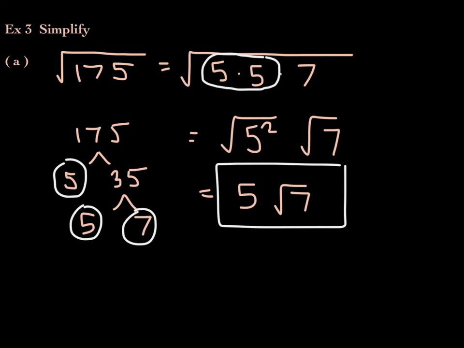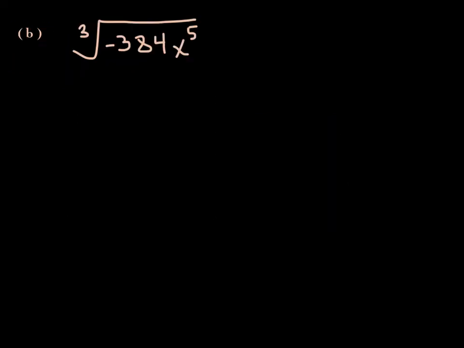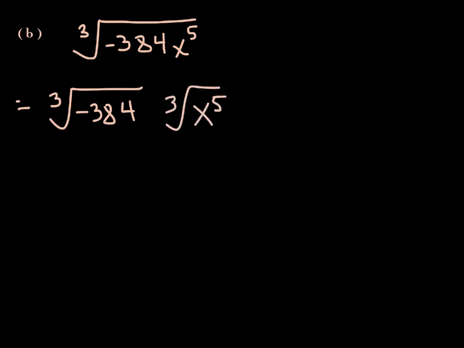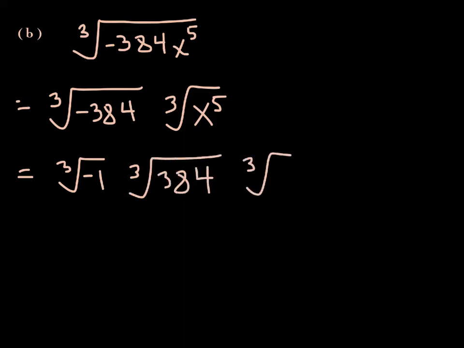Let's do another one. The cube root of negative 384 times x to the 5th power. The first thing I'll do is use the product rule to rewrite this as the cube root of negative 384 times the cube root of x to the 5th power. I could probably do even better than that, folks. I can rewrite this as the cube root of negative 1 times the cube root of positive 384 times the cube root of x to the 5th.